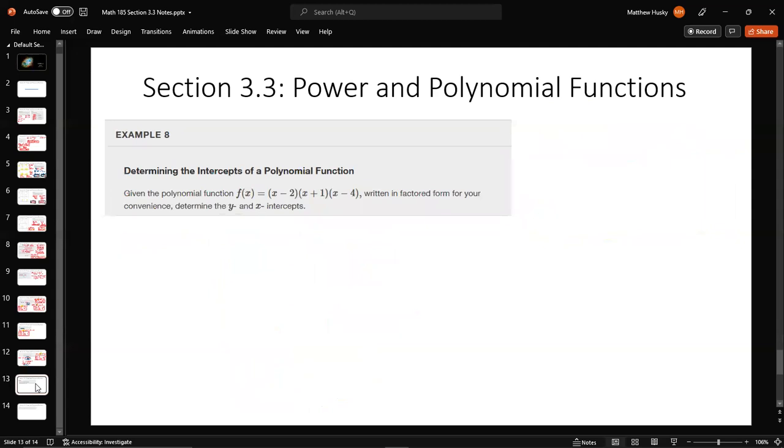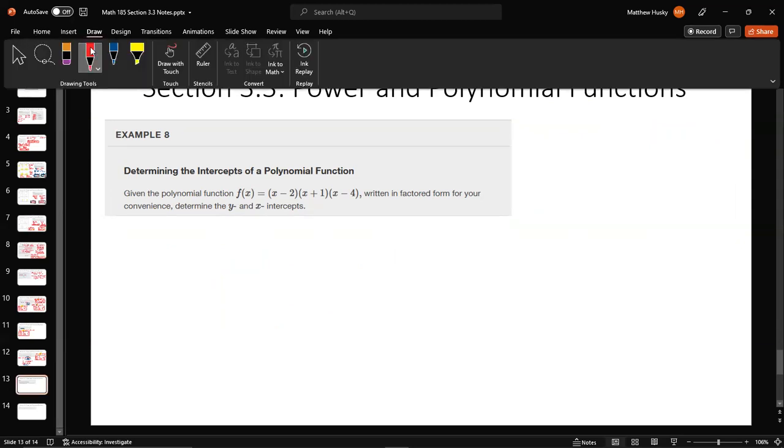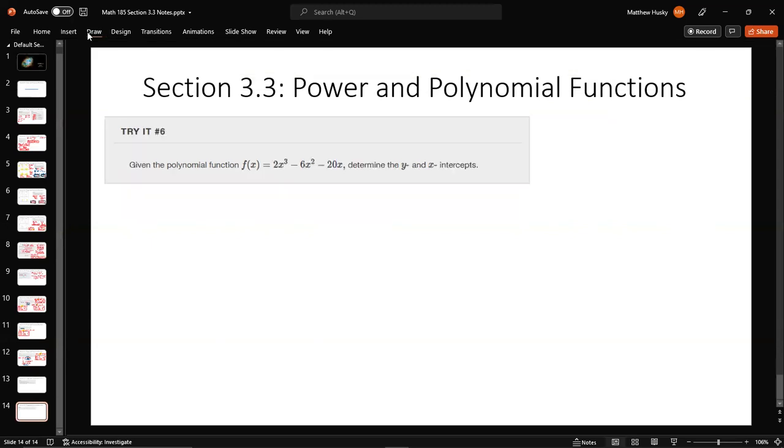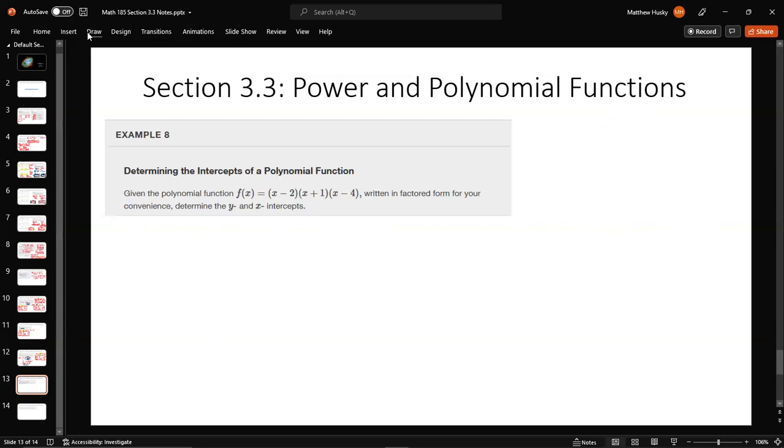Determining intercepts. So here is how you can find the intercepts. And here they were very nice to us because they gave it to us in the factored form. The next one is not in factored form, which is going to be a little more challenging. But here's how we can find the intercepts.